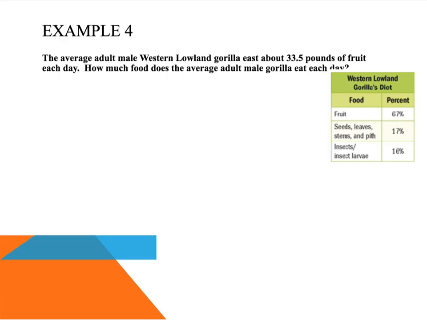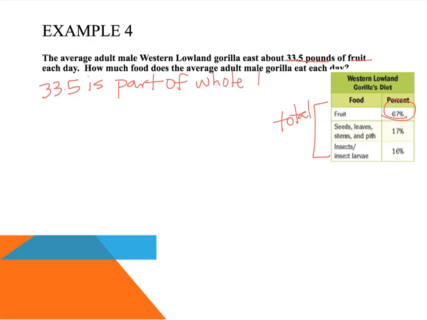So now let's take a look at our final example. This is where we have to interpret some information. It says the average adult male western lowland gorilla eats about 33.5 pounds of fruit each day. How much food does the average adult male gorilla eat each day? Well, if we look over here at our chart, this is the total that he eats, and this is the percentage. So what we need to find is 33.5 is part of the whole diet, right? We need to find the whole.